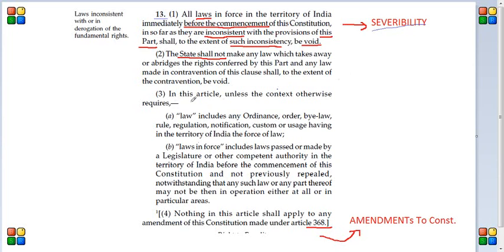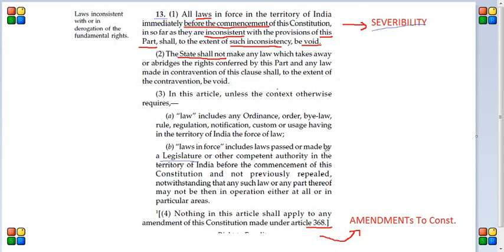Next, clause 3. Clause 3 says, in this article, unless the context otherwise requires, law includes any ordinance, order, bylaw, rule, regulation, notification, custom, or usage having in the territory of India the force of law. B. It says laws in force include laws passed or made by a legislature or other competent authority in the territory of India before the commencement of this constitution and not previously repealed, notwithstanding that any such law or any part thereof may not be then in operation either at all or in particular areas.